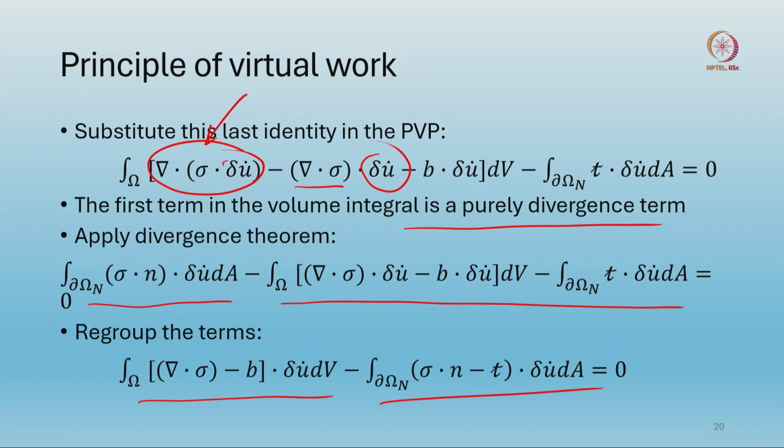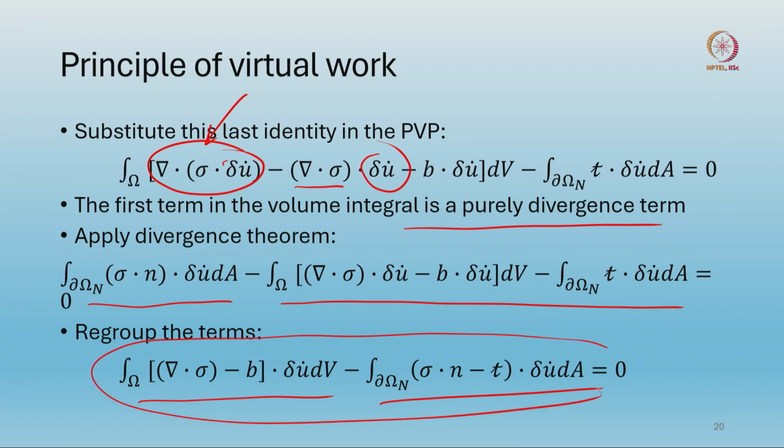Since delta u dot is arbitrary, and for any arbitrary delta u dot this quantity has to be satisfied, and since this is a boundary term and this is a volume term, they have to be separately set to be 0. The one way in which you can satisfy all of this is by requiring that the integrand itself is 0. This is 0 and this is 0.